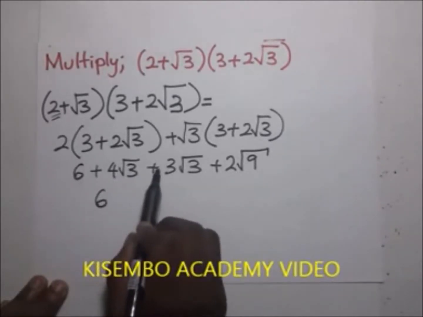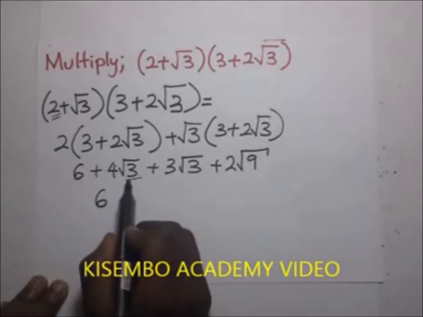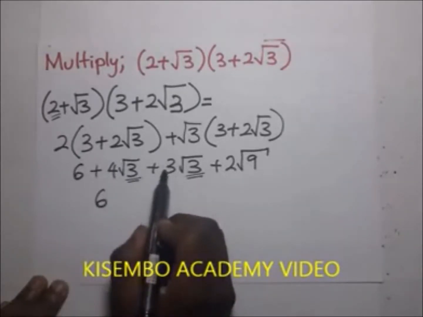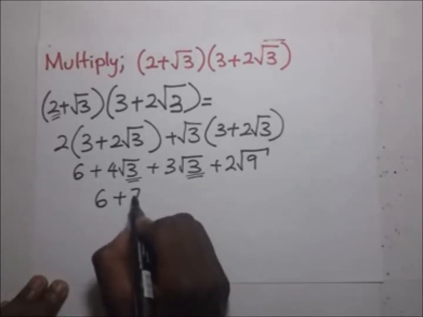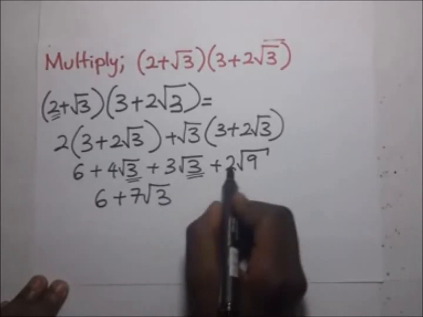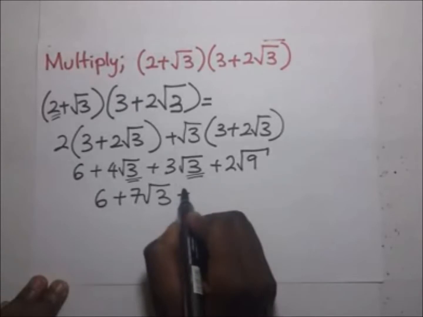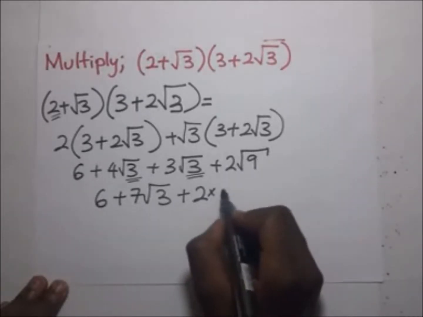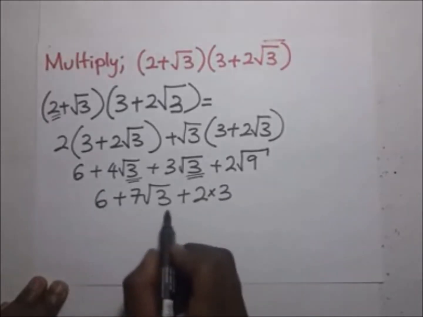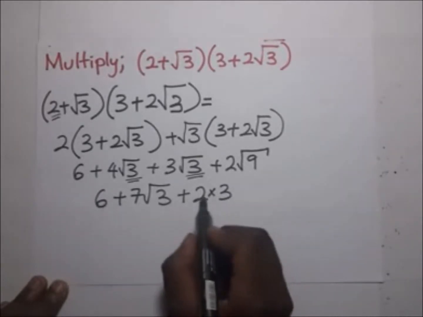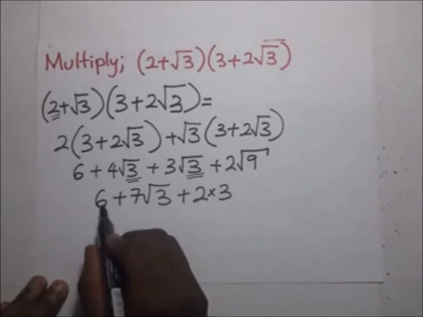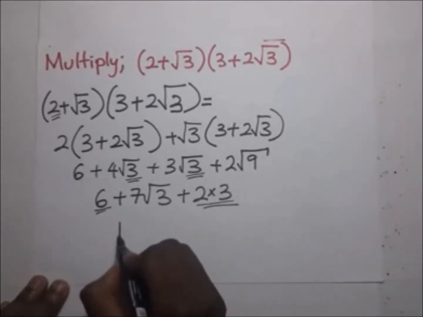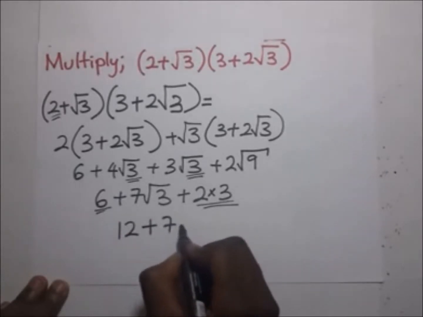Then 4√3 plus 3√3. These have the same radicand, so they are like terms, so you can add them. 4 plus 3 gives you 7√3. Then plus 2 times √9. Of course, √9 is 3, so it's 2 times 3, and you end up with 6. So it's 6 plus this 6, which is 12 plus 7√3.